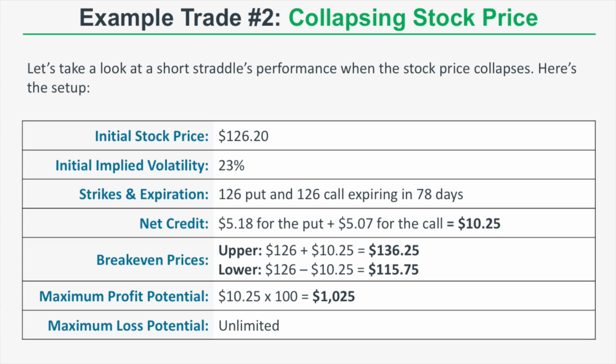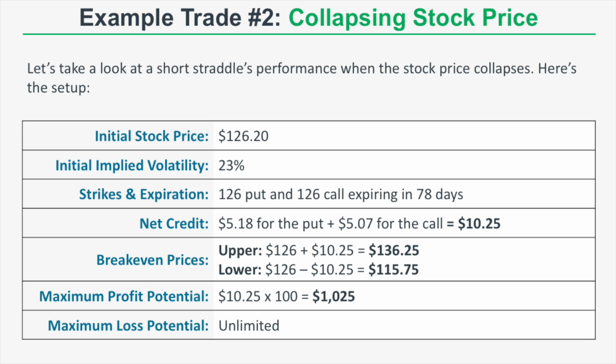Alright, so example number 2, we're going to look at a short straddle's performance when the stock price collapses. So obviously that's not going to be a good thing. So here's the setup. The initial stock price is $126.20. The initial implied volatility is 23%, and we're going to sell the 126 straddle expiring in 78 days, and for that we're going to collect a $10.25 credit.